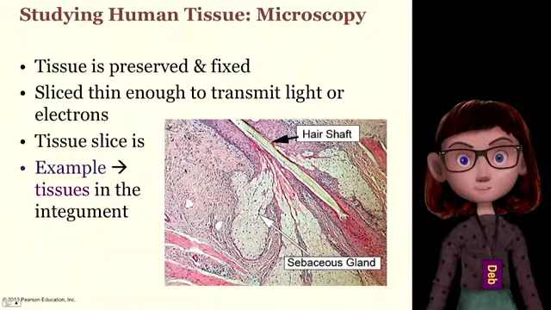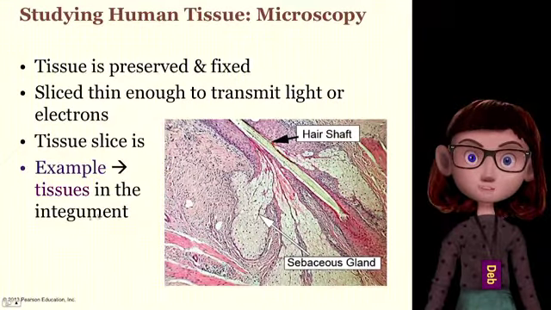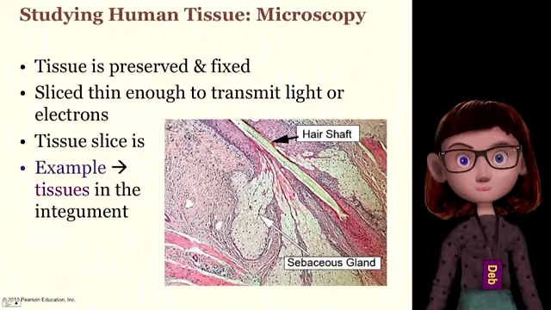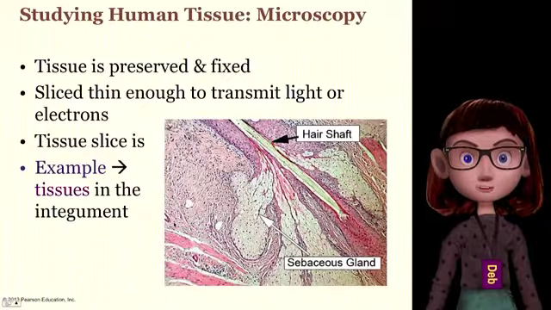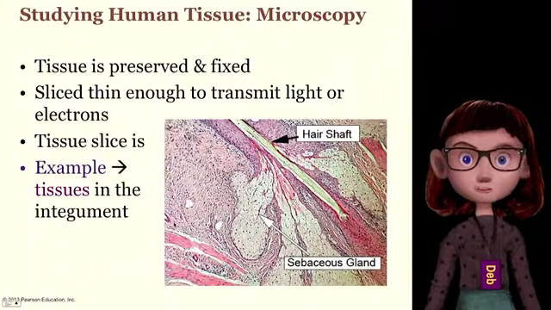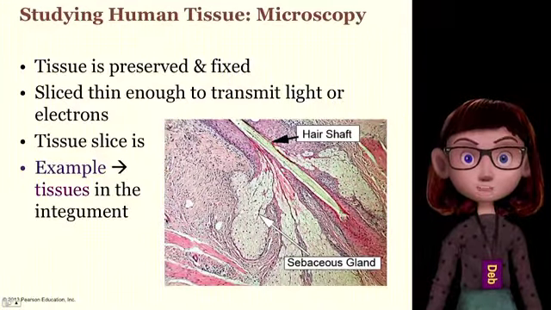So this is an example over here of the tissues in the integument. And you can see several types of tissues here that make up the integument. The integument is your skin with its associated organs and tissues. We'll be studying this later.